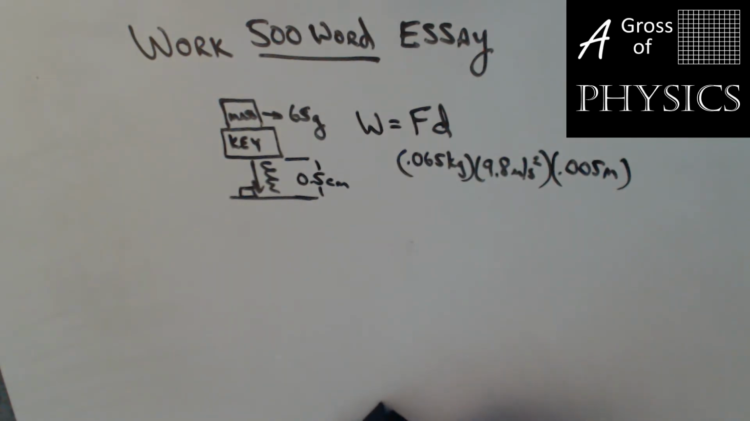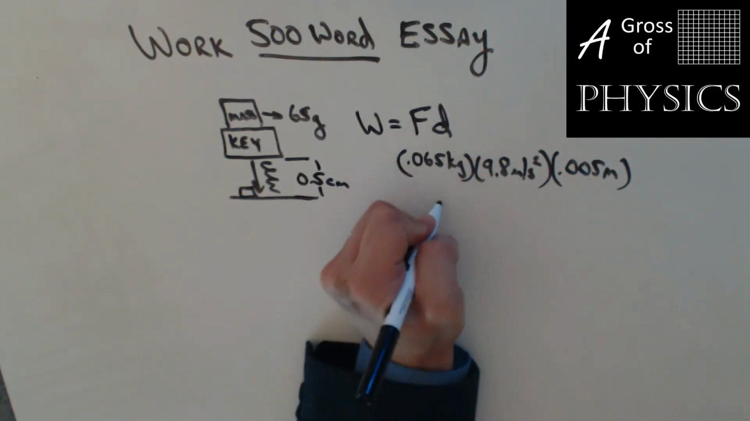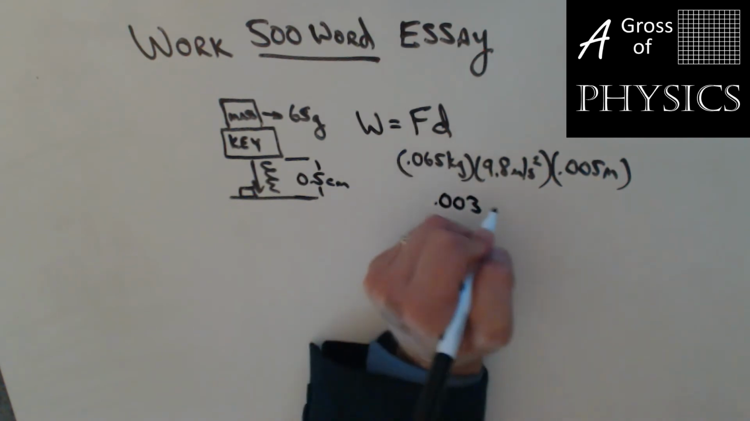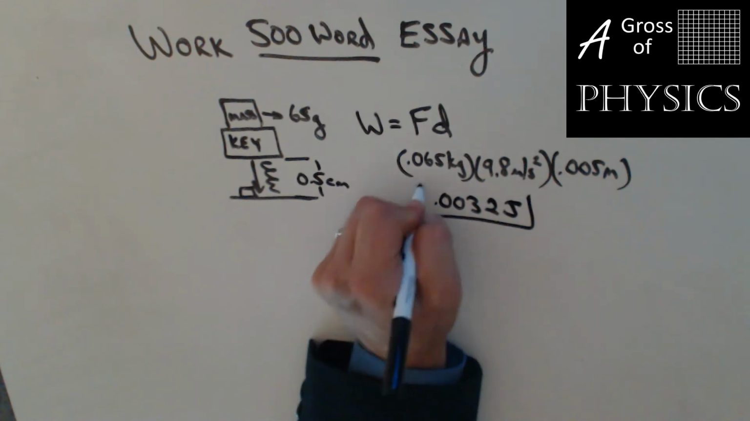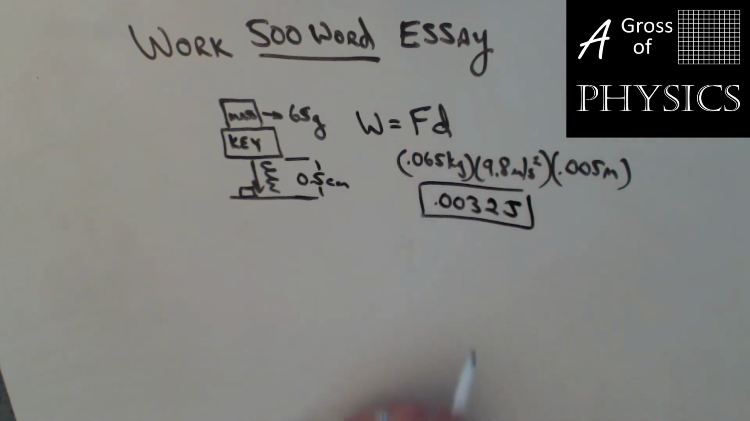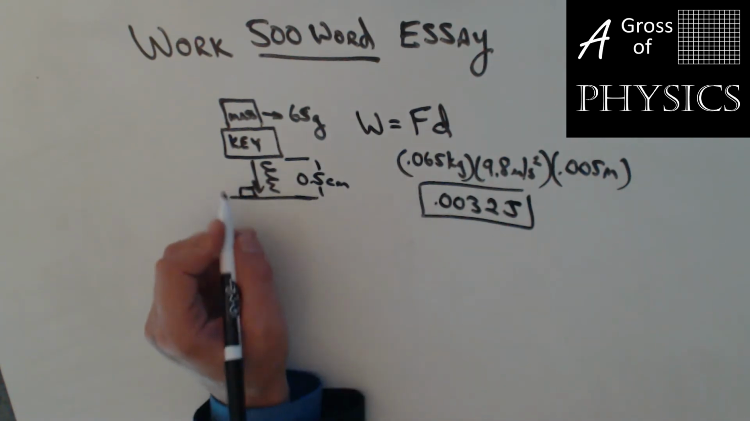So how much work is each key press? Well, if we multiply these three numbers, 0.065 times 9.8 times 0.005, I get 0.0032 joules. Now that's per key press. So let's think about how much the total amount of key presses will be.